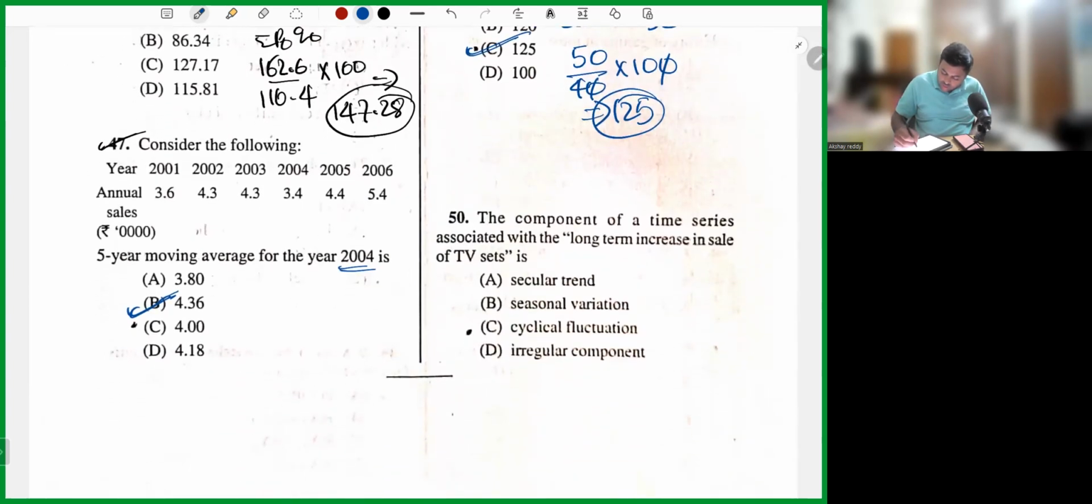Next, the component of time series associated with the long-term increase in sales is asked, telling very long term. If you remember what is long-term, my dear friends, long-term is always secular trend.